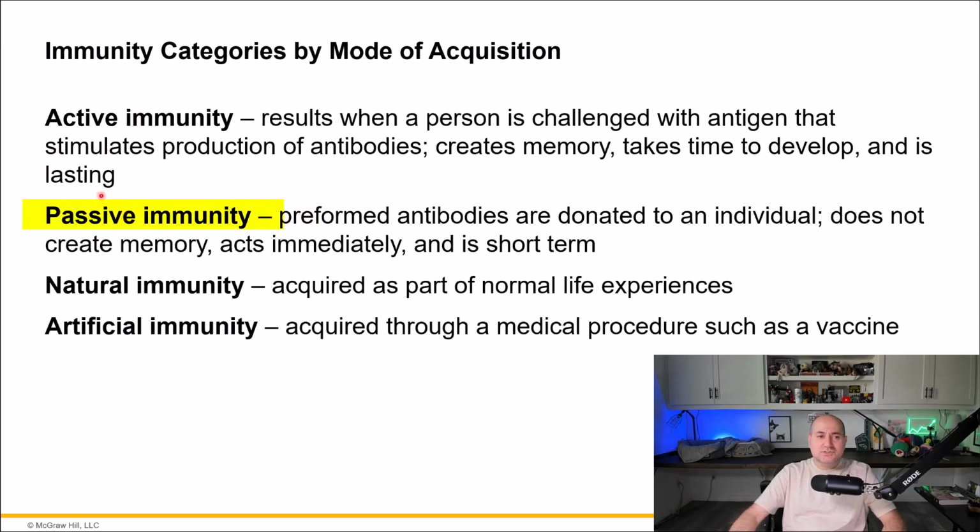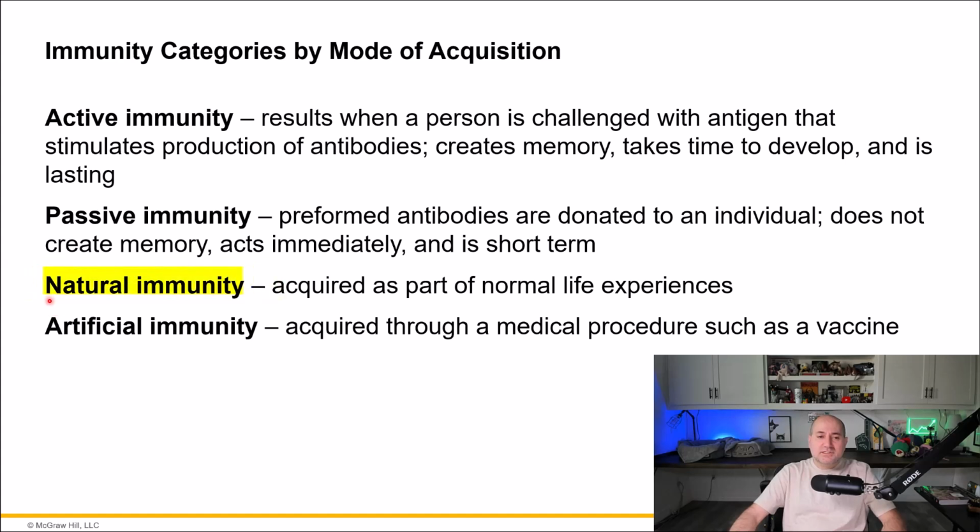Passive immunity, you should think of it as you are not getting exposed to the antigen. Instead, preformed antibodies are donated to an individual. So, for instance, imagine if antibodies from someone else was injected into your system. That would not create the memory cells. It wouldn't stimulate your B cells to make antibodies. Your B cells are not going to remember anything. It is short term.